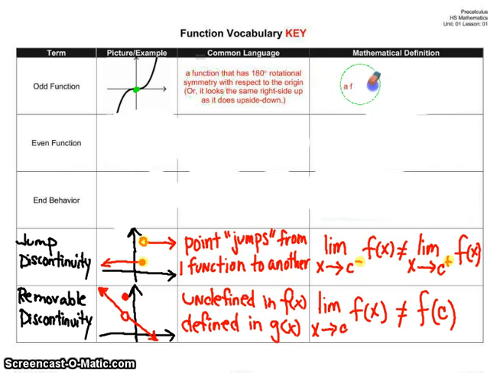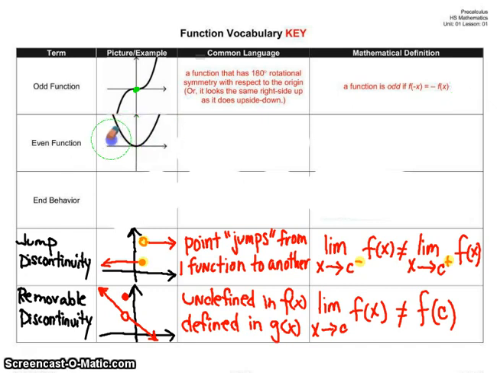The mathematical definition is a function is odd if f of negative x equals negative f of x. And we will use that mathematical definition more in class as we come to explicit functions, where you're going to be asked to determine if a function is even or odd using algebraic manipulation.